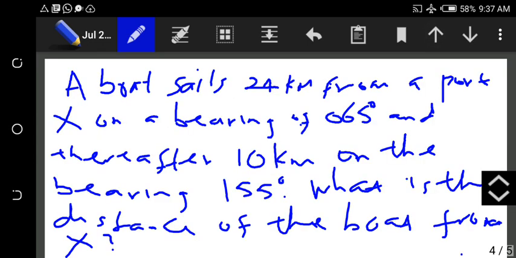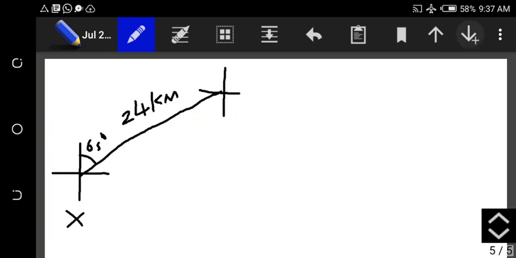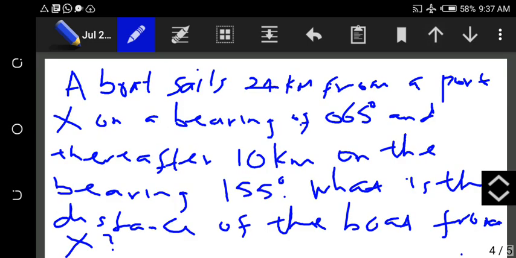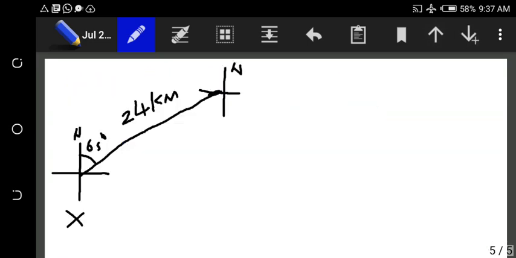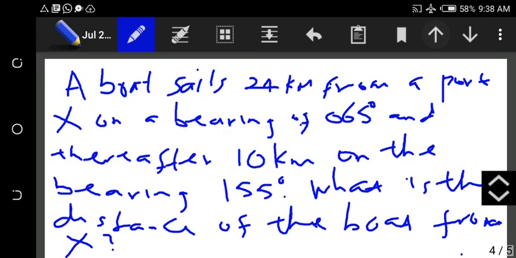Now we are told that it then sailed 10 kilometers on a bearing of 155. So at this point where the boat stopped after traveling 24 kilometers, we have another knot there, just like we have a knot here. Then from this point it sailed on a bearing of 155 degrees. So from here 155 should come into this quadrant, somewhere here. So it sailed in this bearing how many kilometers? 10 kilometers.